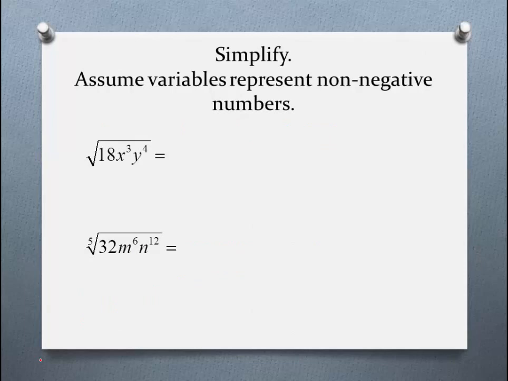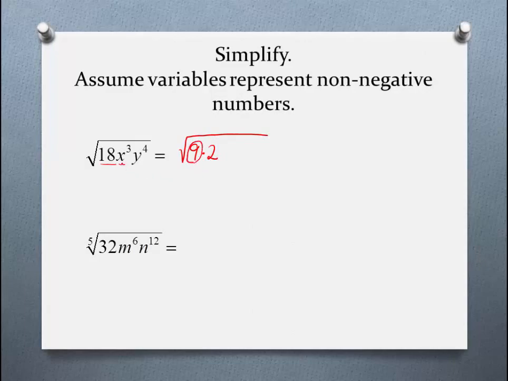Couple more with more complicated radicands. Square root of 18x cubed y to the 4th. First of all, with the square root of 18, I'm going to rewrite that as a product that involves a perfect square. So the square root of 18 is going to be, let's see, 18 is 9 times 2, and I like 9 because 9 is a perfect square.